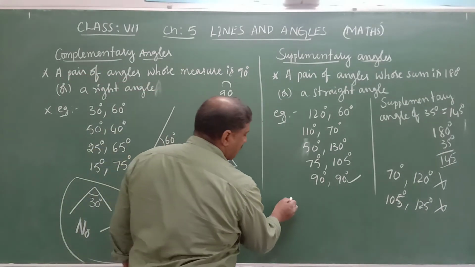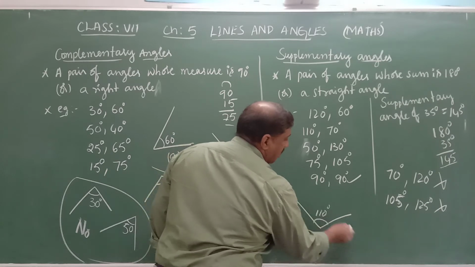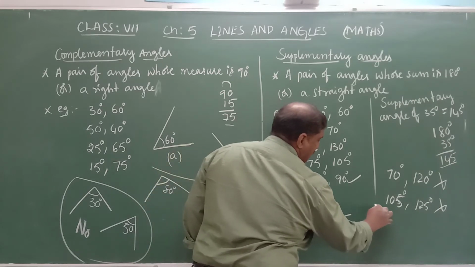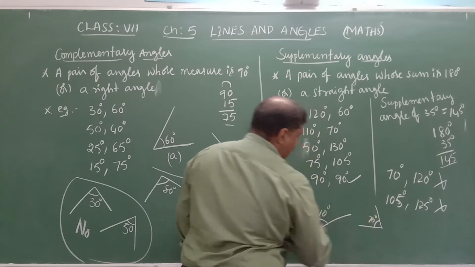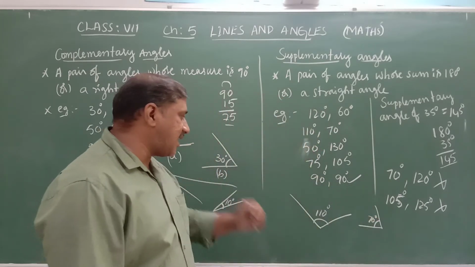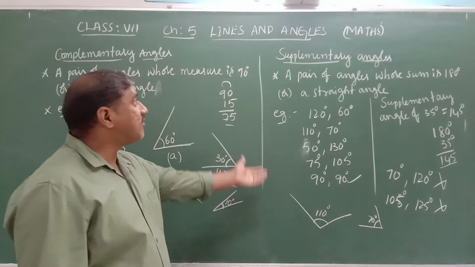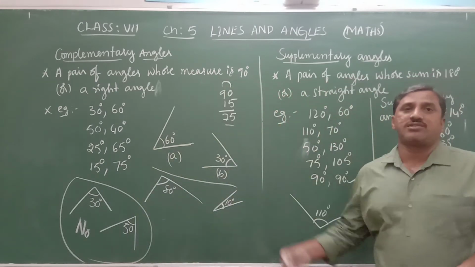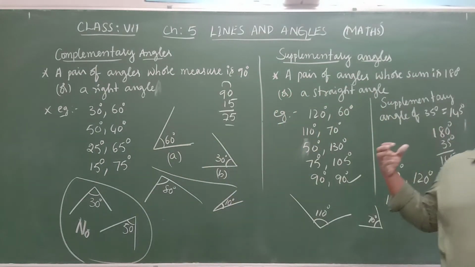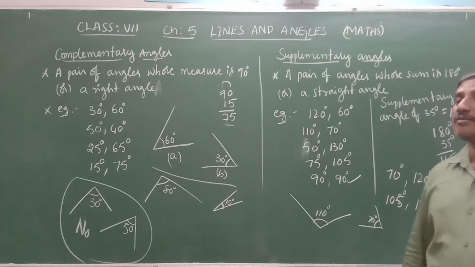Symbolically also we can write. Now this is 110 degrees, and what will be the other angle? It should be 70 degrees. So 110 degrees and 70 degrees is one pair of supplementary angles. Like this, we will discuss supplementary angles and complementary angles, and we will find the unknown supplementary angle or unknown complementary angle. Now we will discuss adjacent angles and linear pair of angles.